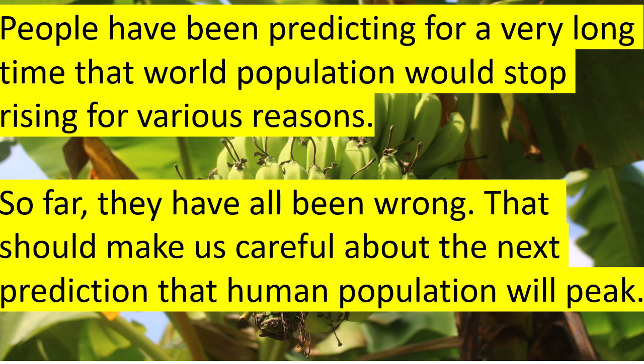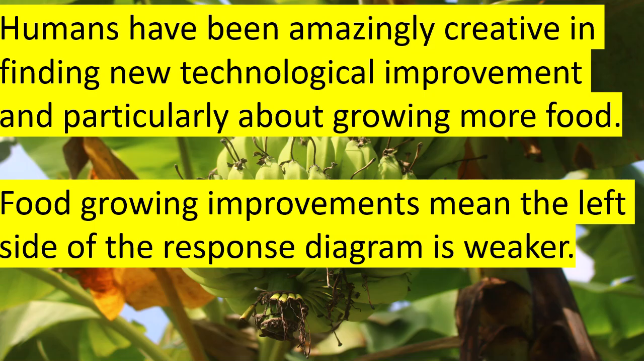People have been predicting for a very long time that world population would stop rising for various reasons. So far, they have all been wrong. That should make us careful about the next prediction that human population will peak. Humans have been amazingly creative in finding new technological improvement and particularly about growing more food. Food growing improvements mean the left side of the response diagram is weaker.